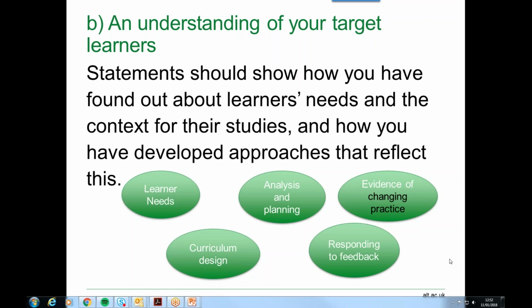I think it's important to always be evolving and reflecting. I think that's the nature of being a facilitator of learning. If you're always learning yourself, that's natural. But to show it in a portfolio is quite hard. But it is the right thing.